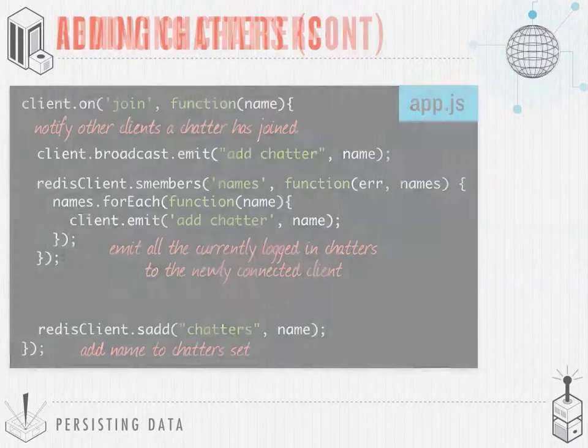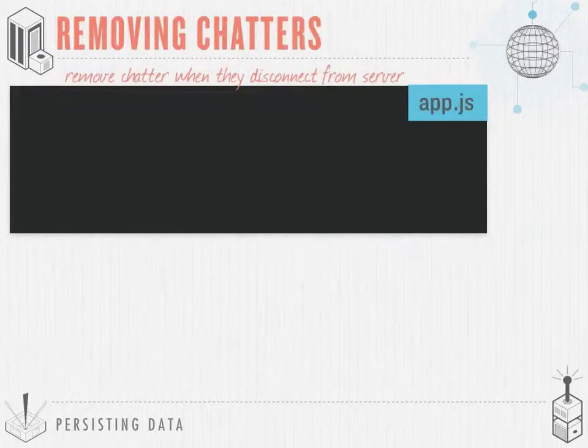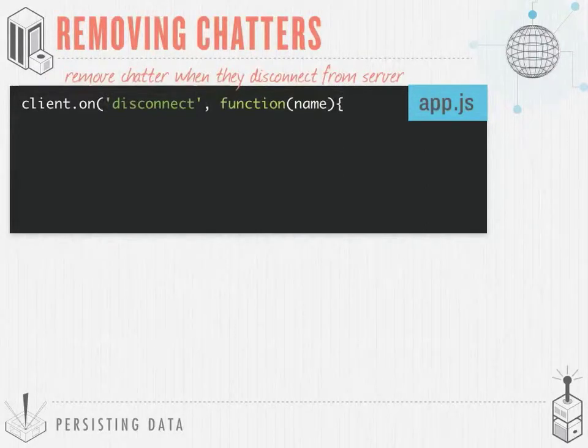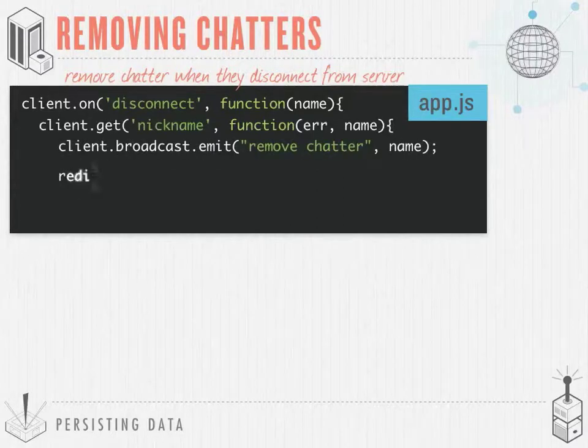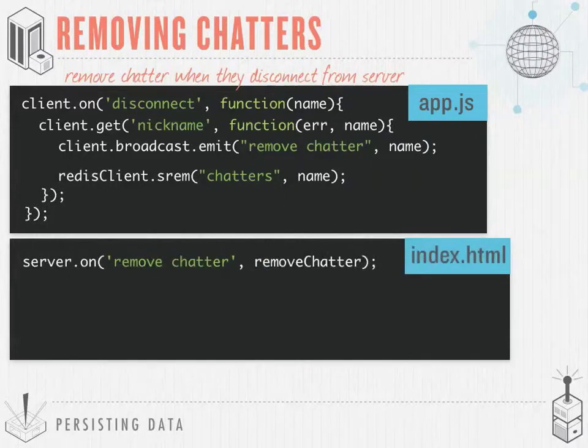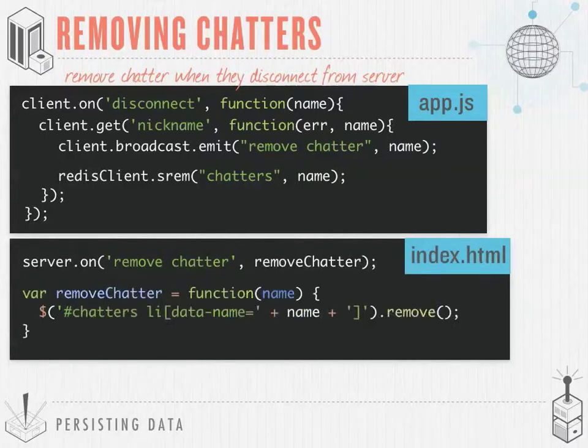Conversely, when a chatter leaves the room, we want to remove them from that list. So in our application, we're going to listen to a new event on our client called disconnect. And when that client disconnects, we're going to first grab their name off the socket, broadcast out to all the other clients that this chatter has left, and then remove them from the chatter set. On our client, we're going to listen to the remove chatter event, and when that's fired, we're going to find the LI in the list and remove it from the DOM.